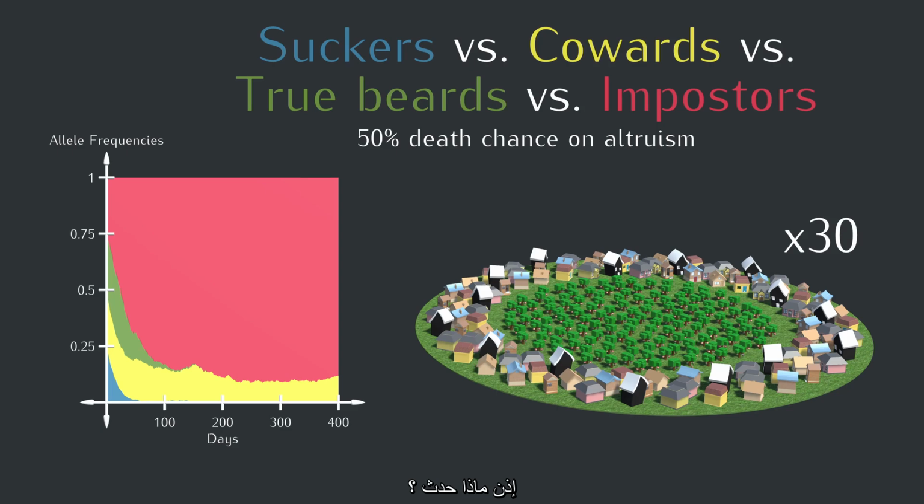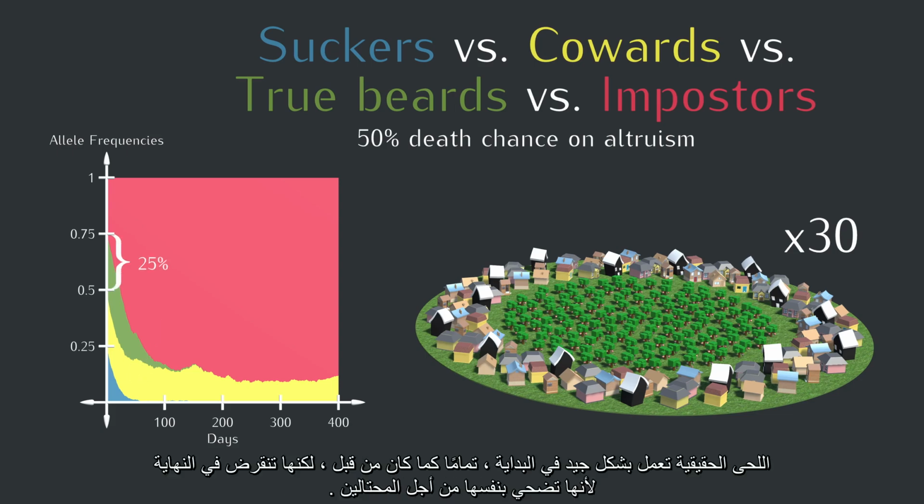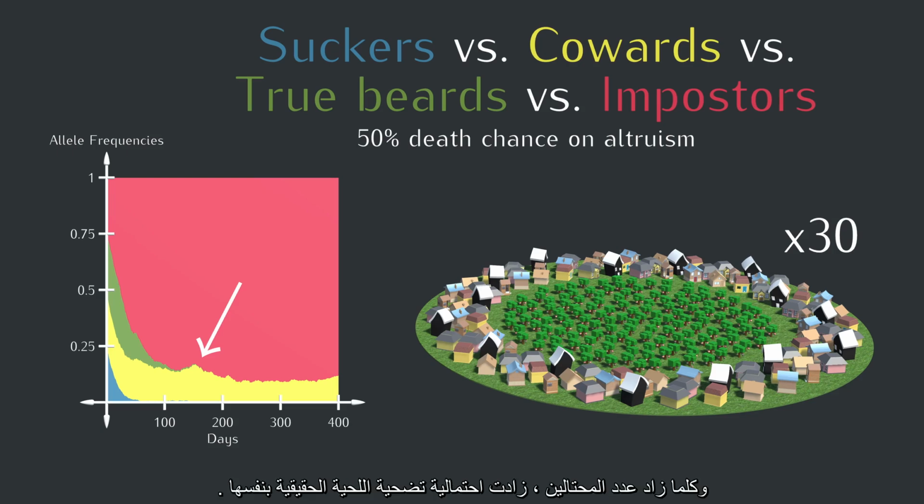So what happened? Well, the altruism allele gets eliminated pretty quickly, whether it's paired with a green beard or not. The first to go are the suckers. They help, but they never get help. It's a tough world out there. The true beards do all right at the very beginning, just like before, but they end up going extinct in the end, because they end up sacrificing themselves for the imposters. And the more imposters there are, the more a true beard is in danger of sacrificing itself.